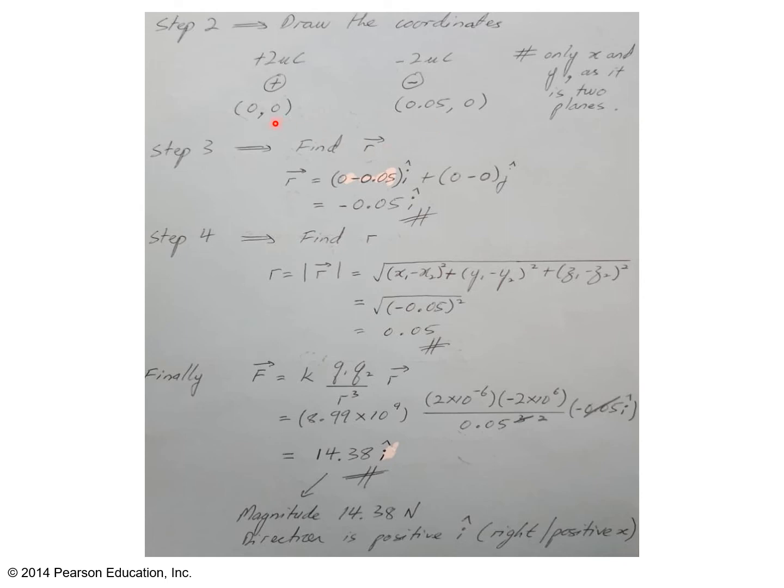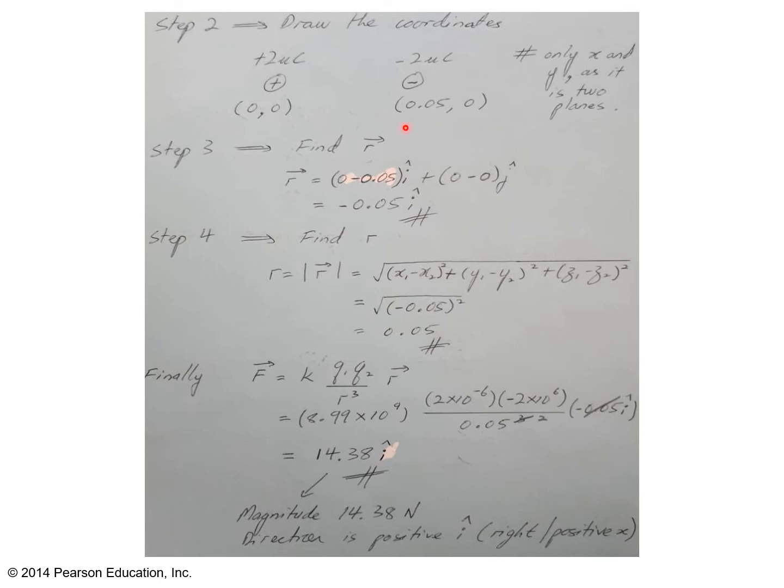Can anyone tell me why y1 and y2 both are 0? Yes, because both of them are located at the same level. So that's why y1 and y2 both are 0. What happened to z1 and z2? How come we do not have to include z1 and z2 in this case? Yes, because this question is only involving the xy plane, on a sheet of paper. Only x, y. There is no z axis. So there is no need for us to include z1 and z2.